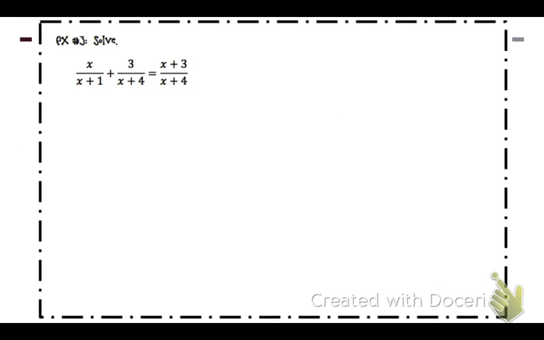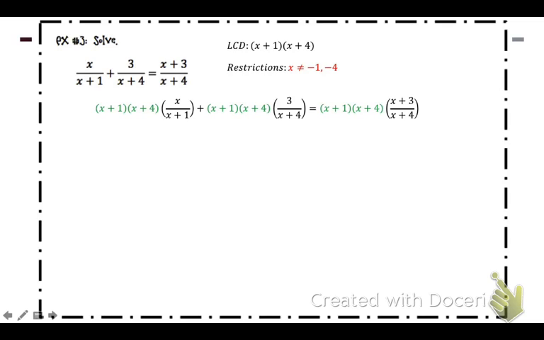So here we need to find our common denominator. We have x plus 1 and we have x plus 4. So I'm just going to have both of those be my common denominator. My restrictions here are x cannot equal negative 1, x cannot equal negative 4. And now I'm going to multiply everything by x plus 1 and x plus 4.